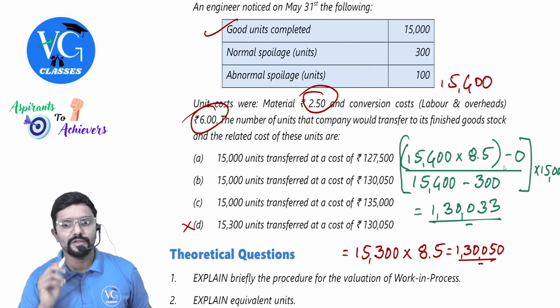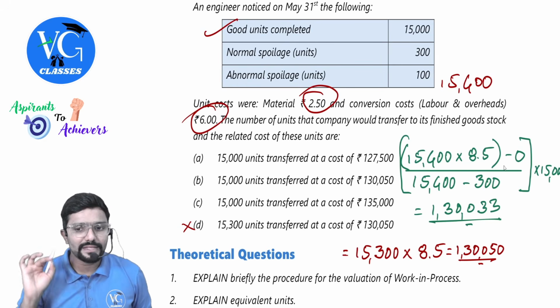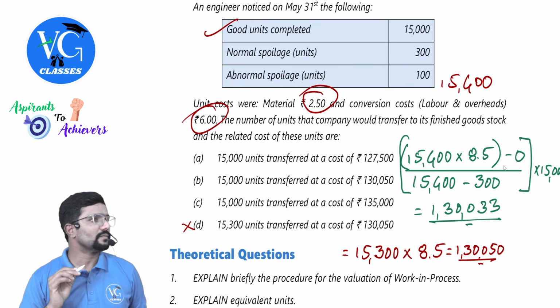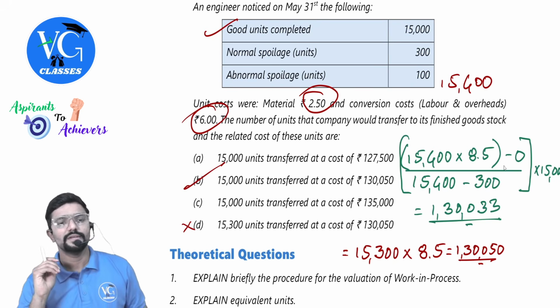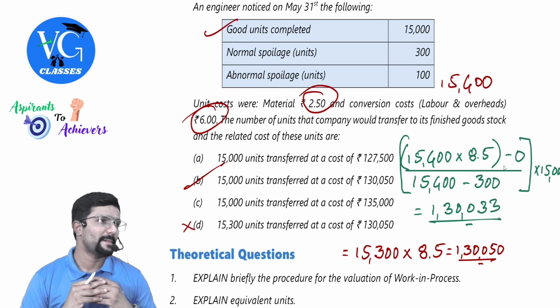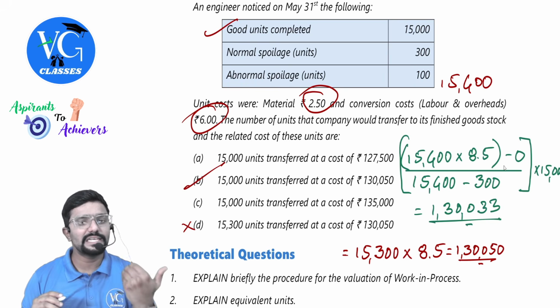Okay, it is in the corner. Hope it is visible for you. So, what is the cost of it? We will get 1,30,033. 1,30,033. Where the nearest one is B, guys. The nearest one is B. Now they have given 1,30,050.